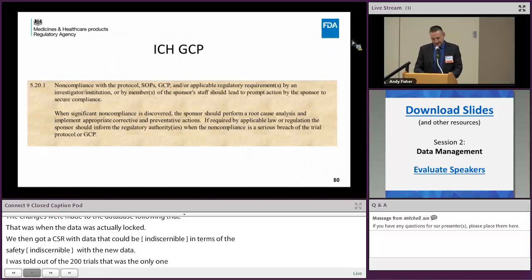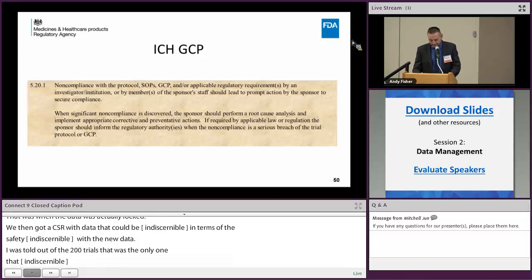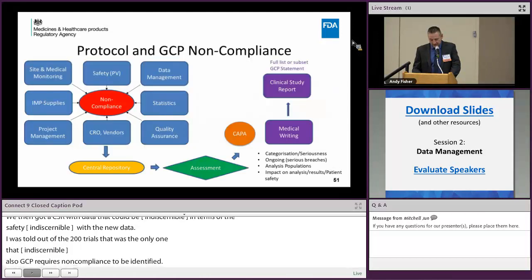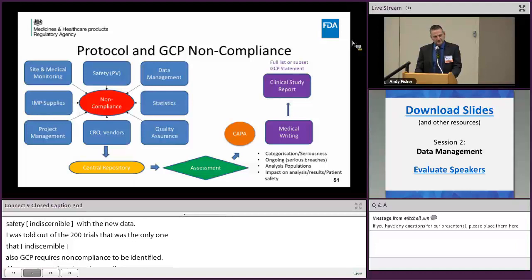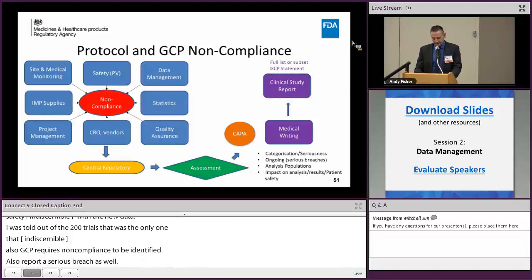Also, GCP requires non-compliance to be identified, and also to report a serious breach as well. And non-compliance can affect the integrity of the data. So can you rely on your efficacy data if patients haven't complied with the treatment regimen set out in the protocol? So it must be assessed as part of that.